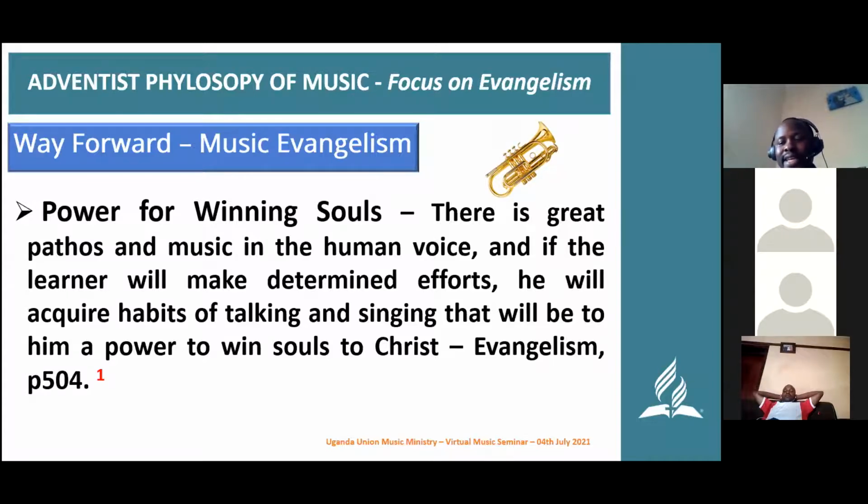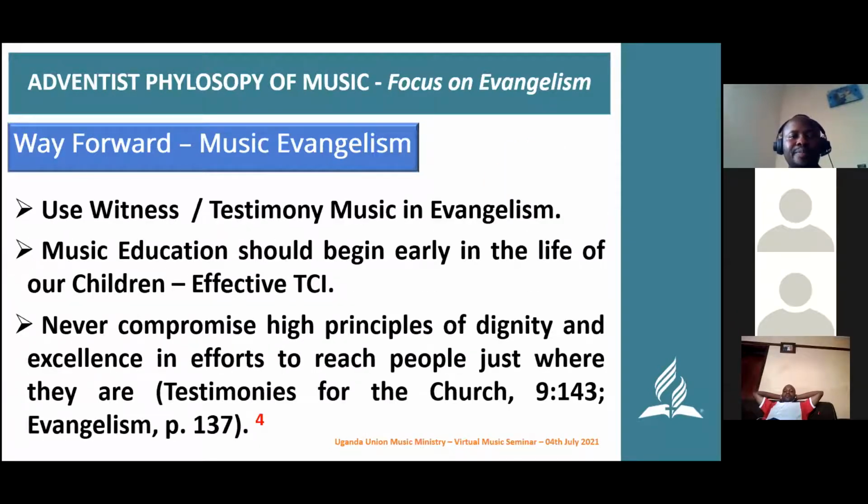Let's ensure that we use the right message, the right rhythm, the right tempo, the right arrangement, and draw souls to Christ. The other issue with our way forward is that the message in the songs should be witnessing to Christ. It's coming from the Bible, yes? But then if people learn of the experiences I have gone through, you have gone through, music testifying the greatness of God, many will be able to accept Jesus Christ as their personal savior.